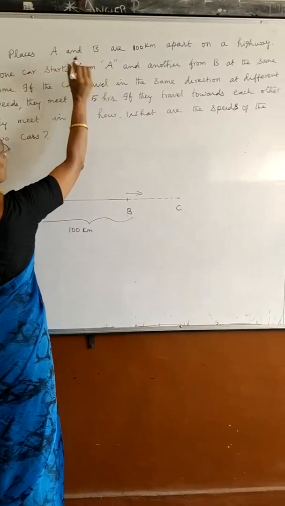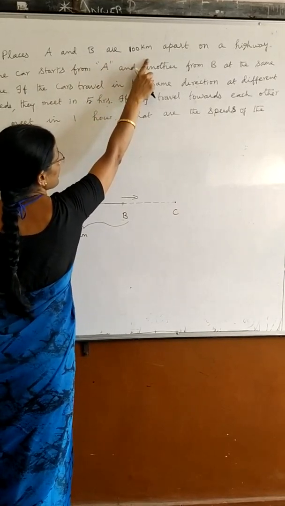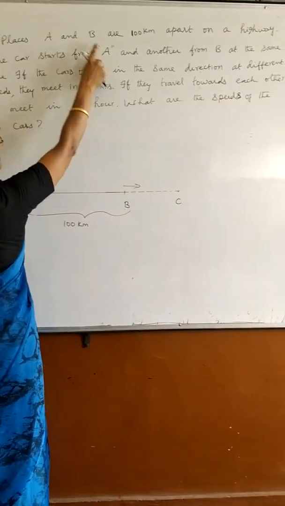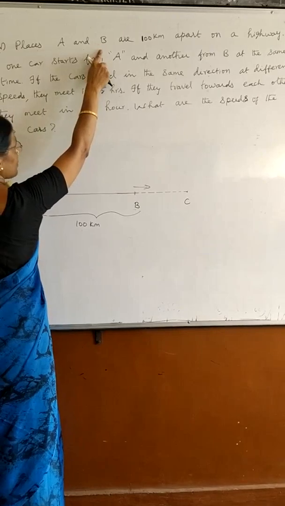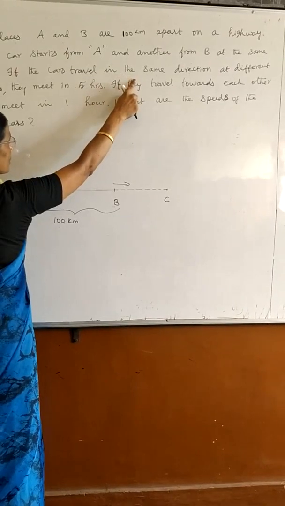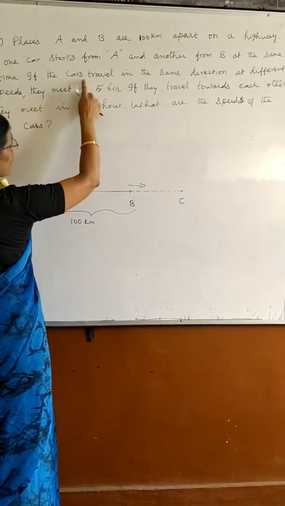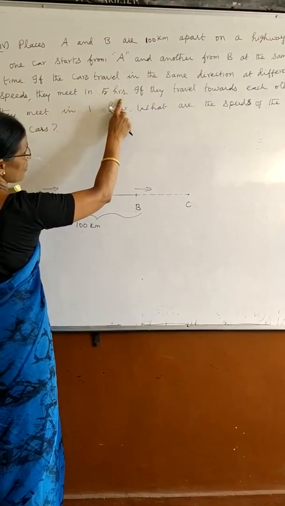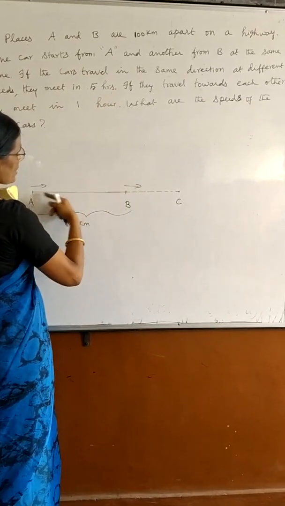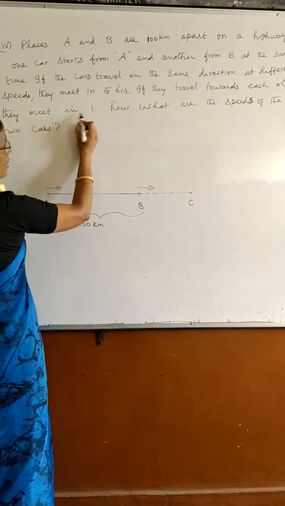Places A and B. So there are two places A and B. The distance between the places A and B is 100 kilometer. So this is on a highway. One car starts from the point A and the other car starts from the point B at the same time. This we should remember. If the cars travel in the same direction on the highway, starting at the same time with different speeds, they meet each other after 5 hours. In case the cars travel towards each other like this, A is traveling like this, B is traveling like this in the second case, then they meet in 1 hour.